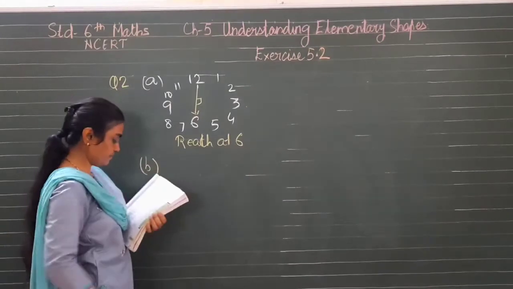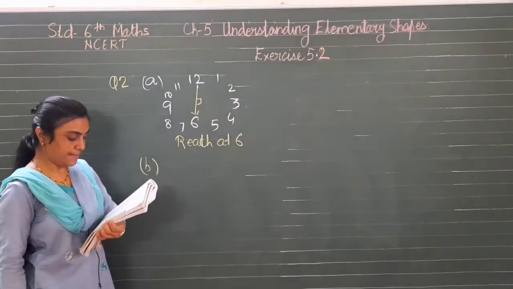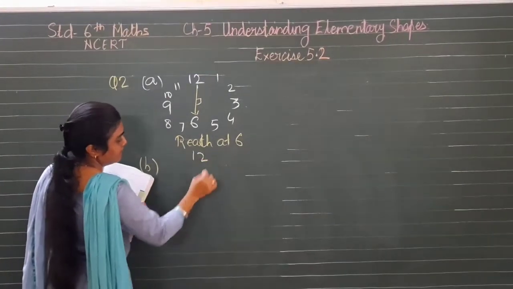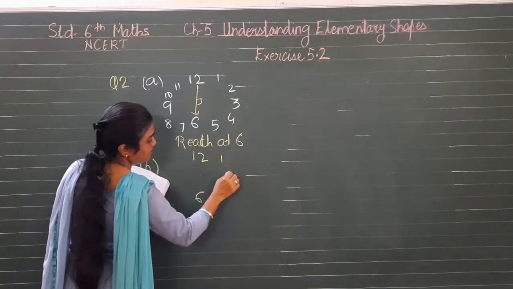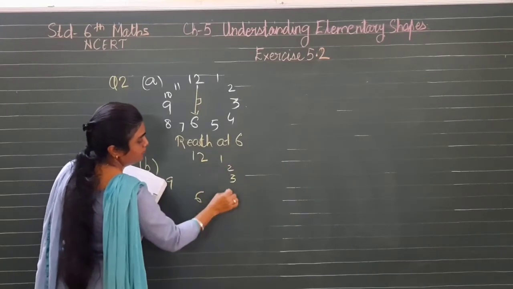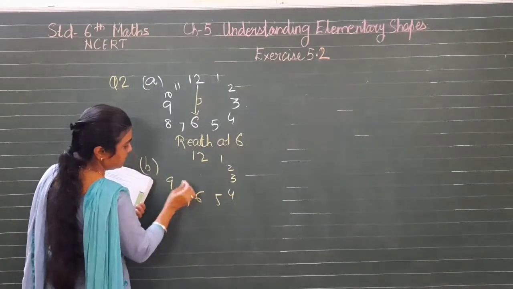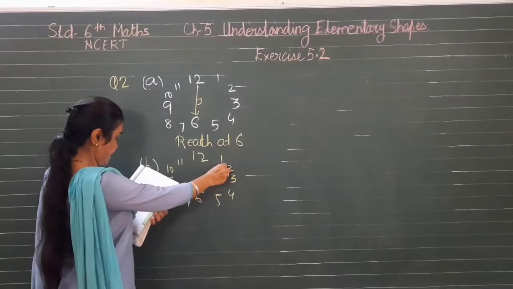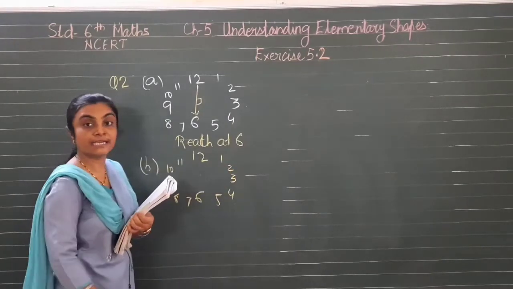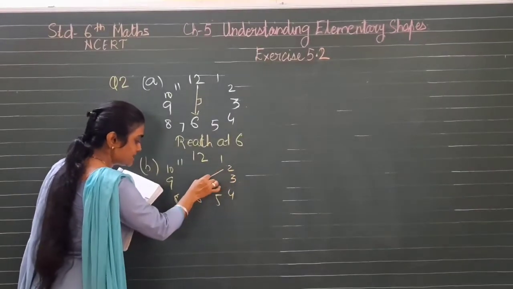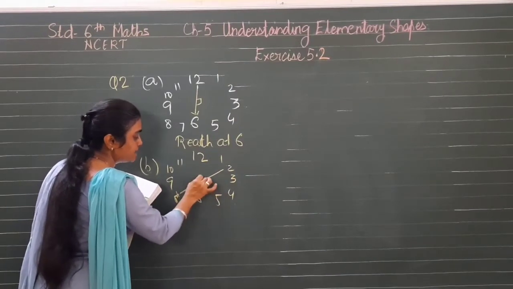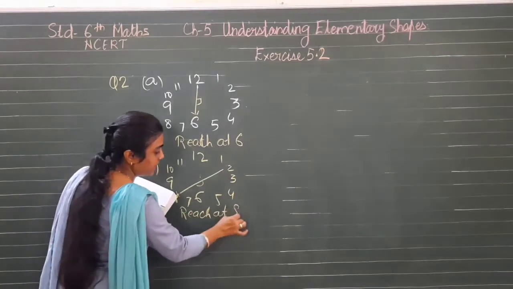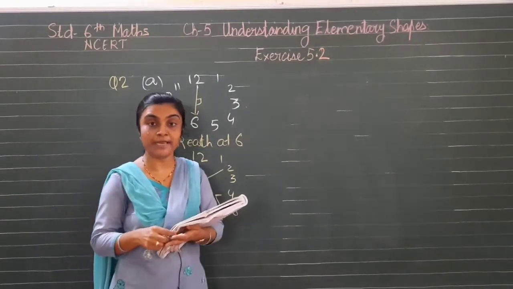Second one, starts at 2 and makes half of a revolution clockwise. So 12, 6, 1, 2, 4, 5, 7, 8, 10 and 11. It starts at 2 and makes half revolution. Half revolution means again 180 degrees. So it starts at 2 and it will stop at 8 o'clock. So it will reach 8. The rest of the sums you can do on your own.